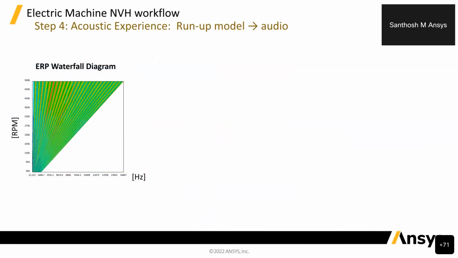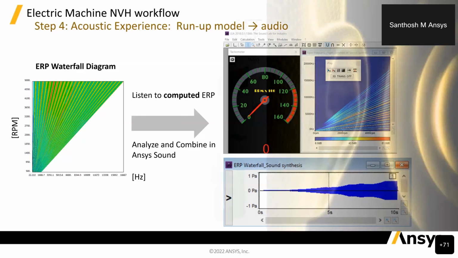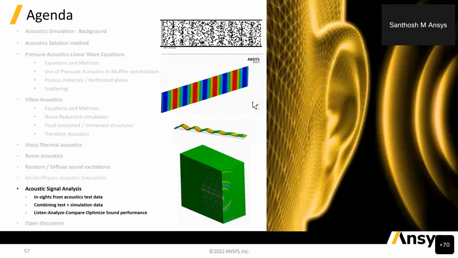So when we are doing the multi-physics simulation across various RPMs, finally we get the waterfall plot. Then as we are revving up the engine, we can export the information of the pressure data from Ansys simulation to Ansys Sound, where we can actually start listening to the sound coming out of this engine as we ramp up the RPM. When we are doing this kind of analysis, there are situations where we may not do a simulation at certain aspects.